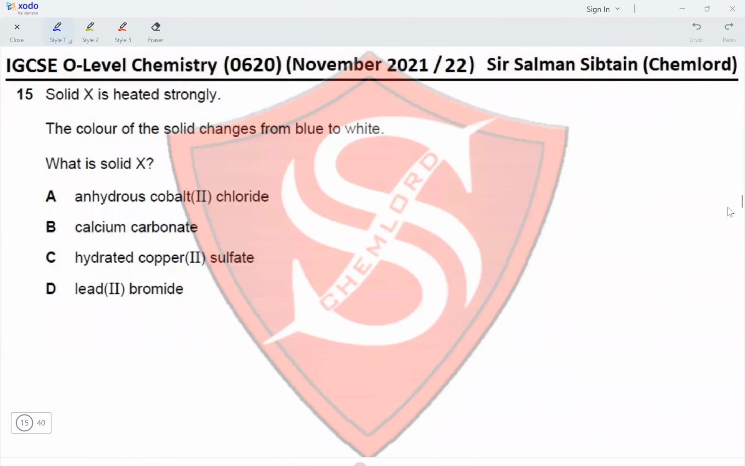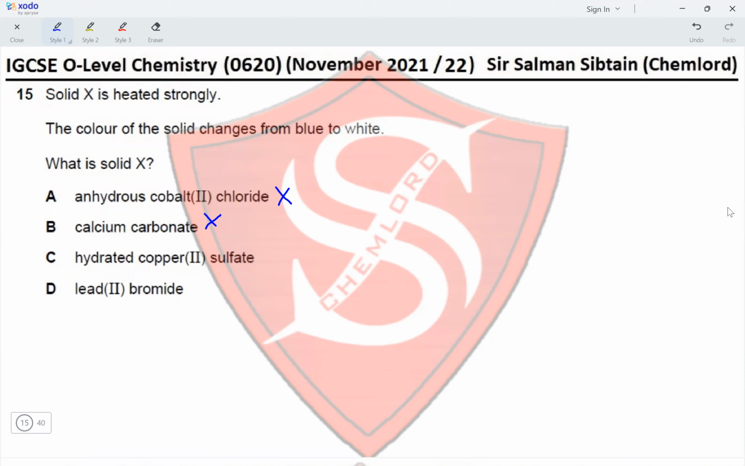Question 15. Solid X is heated strongly. The color of solid changes from blue to white. What is solid X? Anhydrous cobalt 2 chloride. It will not turn white, and it is anhydrous. So by heating it strongly, it will not lose water of crystallization. Calcium carbonate, it is already white.